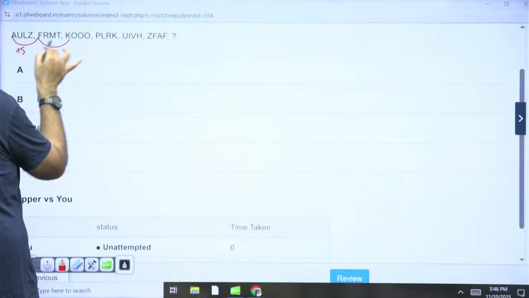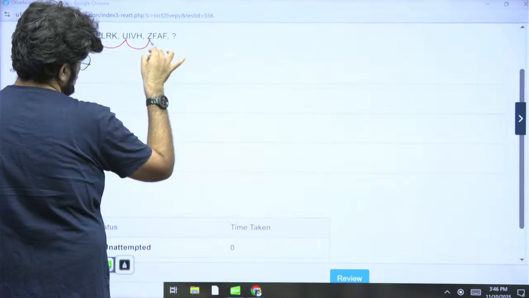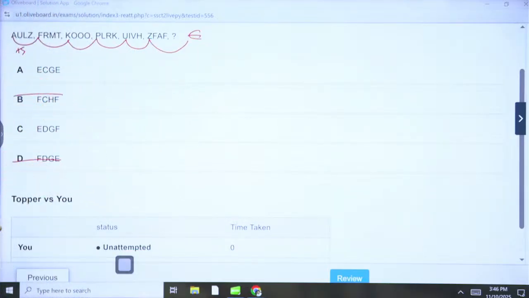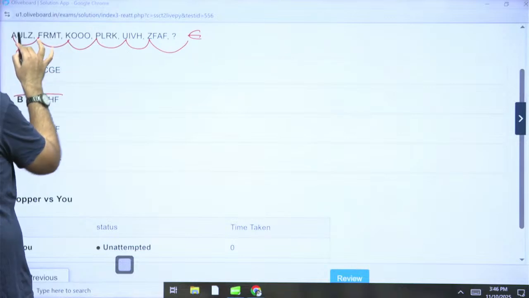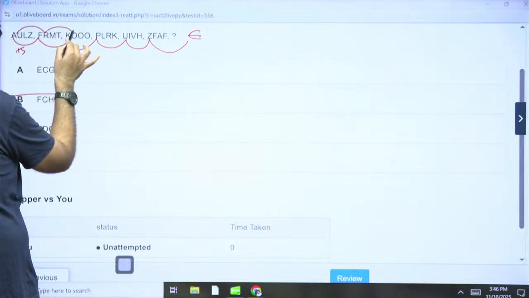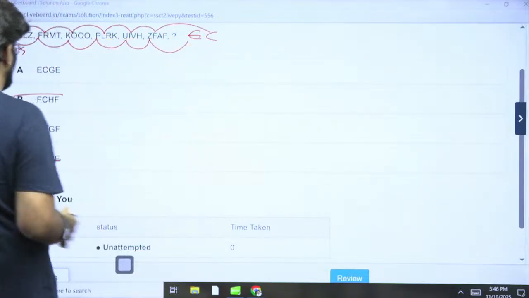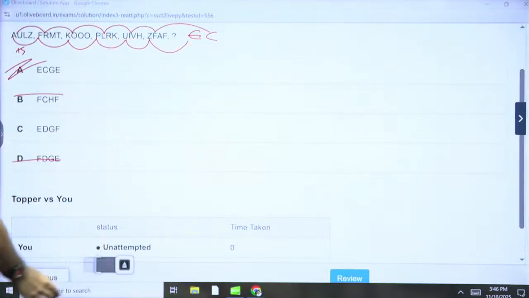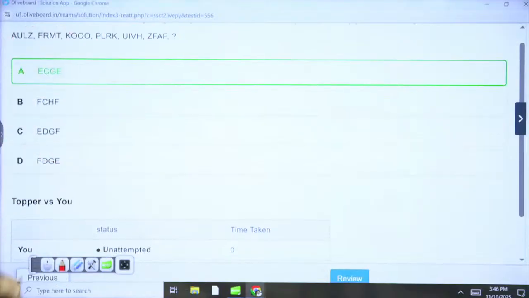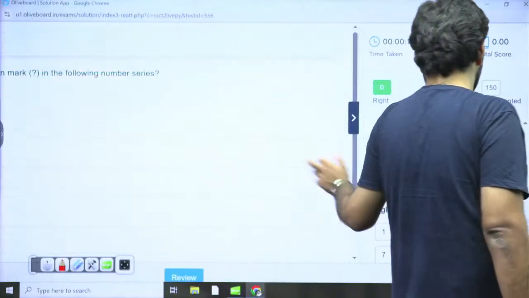1, 6, 11. So we are adding 5. 16, 21, 26 plus 5. That is 5. E. Gone. Second one. 21, 18. Minus 3. 18, 15. Minus 3. 12, 9, 6. Option A. Easy question. Cool. 30 seconds. Wonderful. Next.